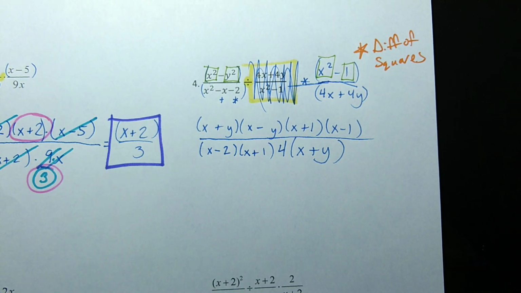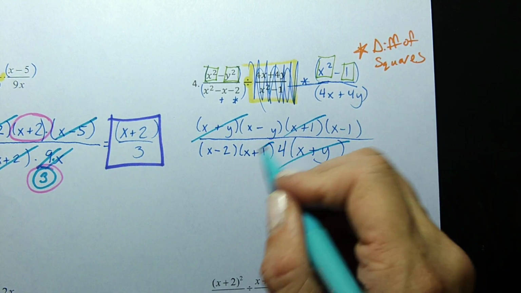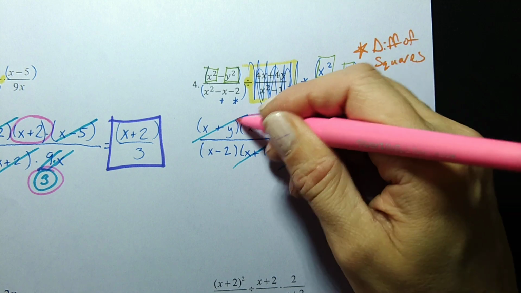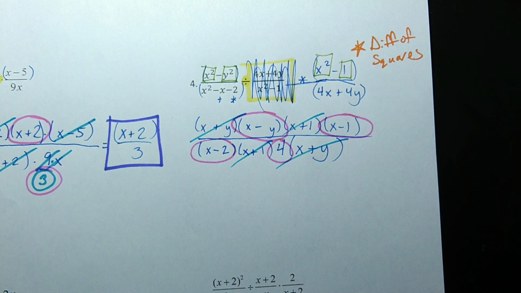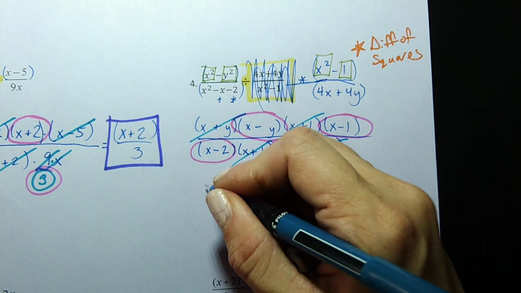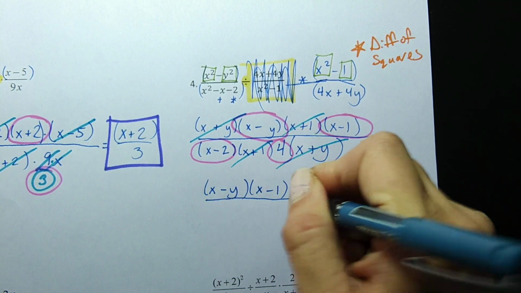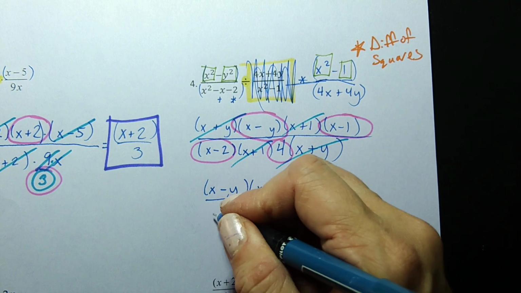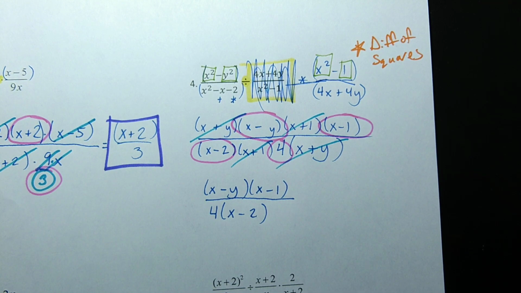So let's go ahead and cross some stuff out. X plus y with x plus y, x plus 1 with x plus 1. And what we're left with is the x minus y, the x minus 1, the x minus 2, and that 4 that's easy to miss. So x minus y on the top, x minus 1 on the top. Now for the bottom, kind of like how we put our coefficients first, like 4 times x plus 1, we always put our monomials out in front. So writing it like this with the 4 in front of the x minus 2 is considered proper form.